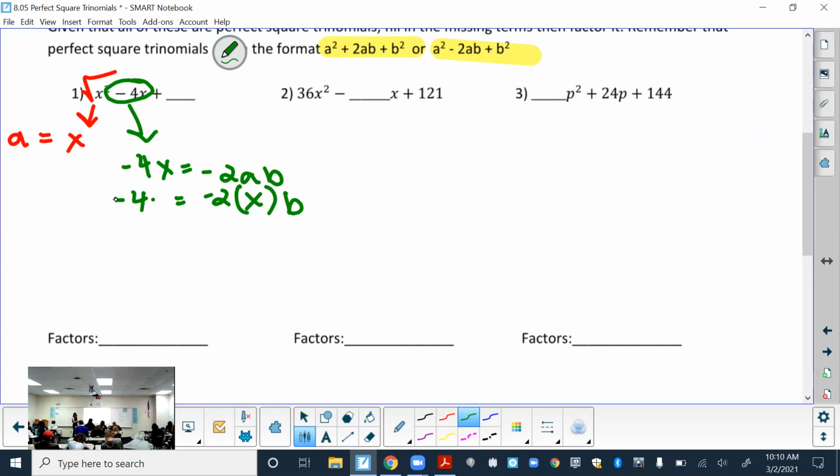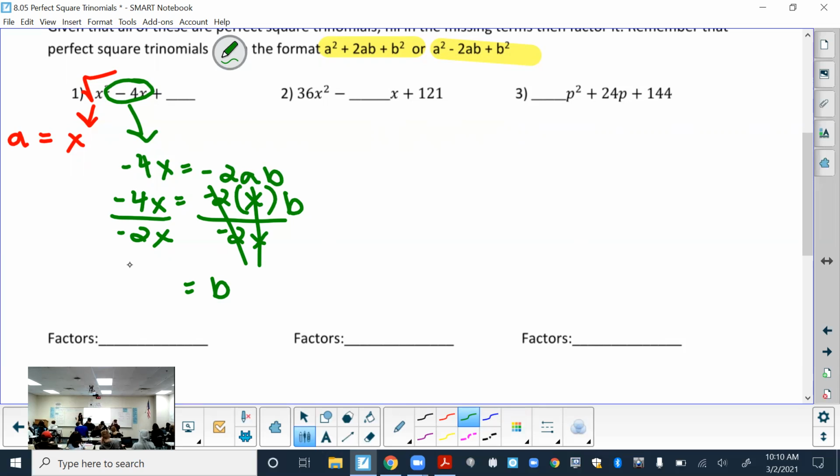So what I'll do is I'll divide each side by negative 2x, because that's like our knowns, right? Divide them from each side. They cancel out on the right side. On the left side, what's negative 4x divided by negative 2x? 2x. Because we're solving for what B is. Oh, so then you have to keep 2 on it. Yes, we have to get the B by itself.